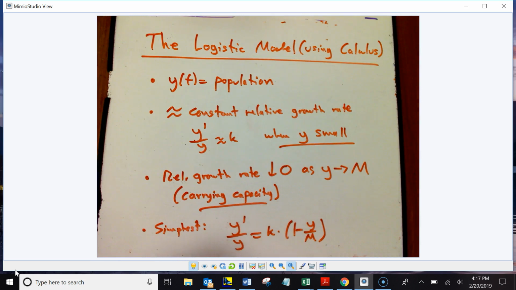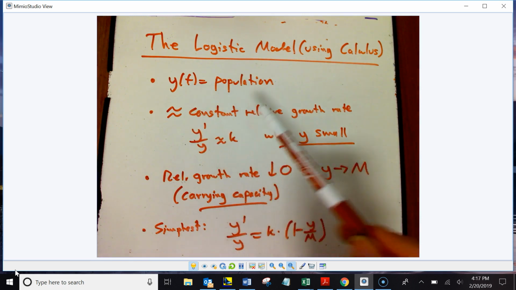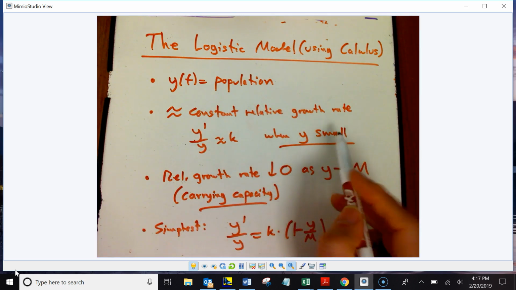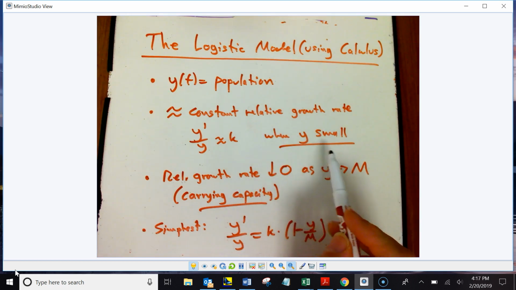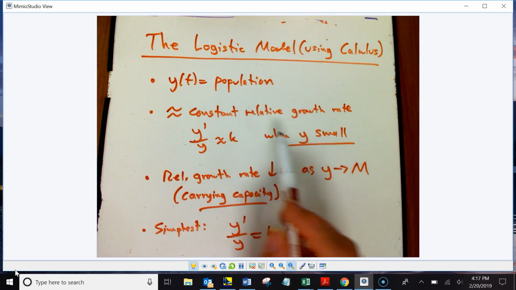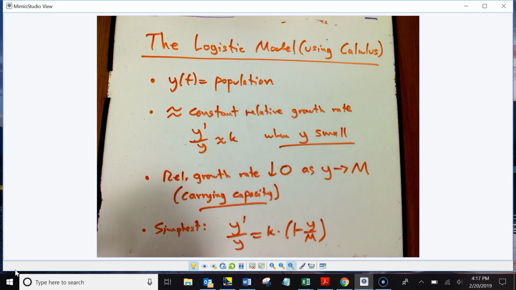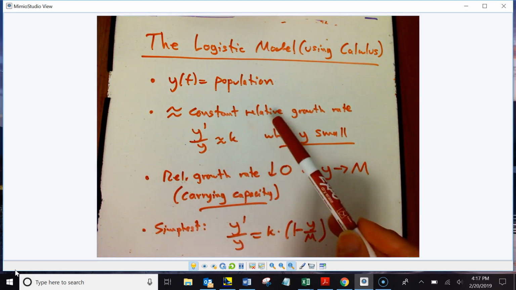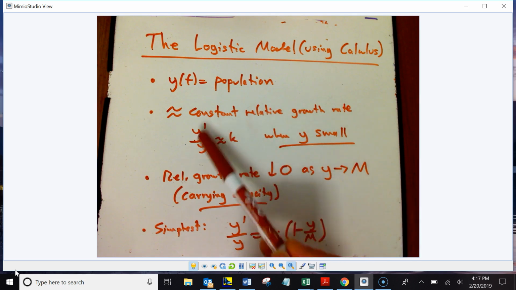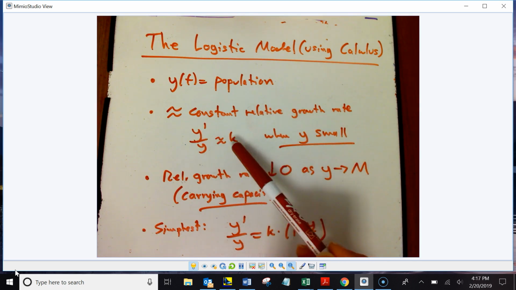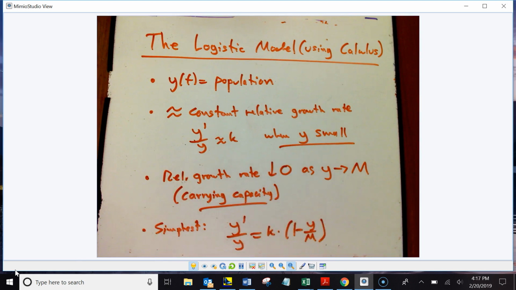And the two fundamental assumptions that we're going to make are, first, that when y is a small number, we have essentially the exponential model, roughly: the relative growth rate, y prime over y, is approximately constant. We're going to call that constant k, which, if this were exact for all y, would give exponential growth. But we're also going to assume that the relative growth rate goes down to 0 as y approaches some number m, which we're going to call the carrying capacity.